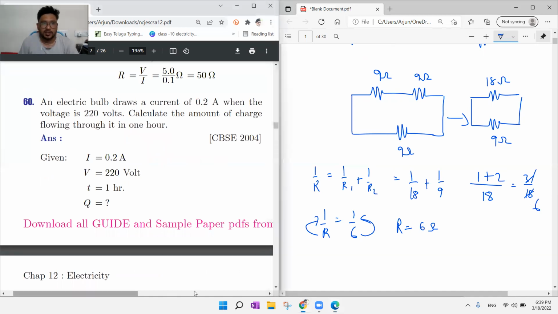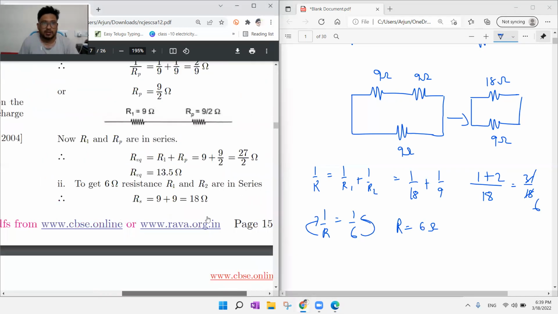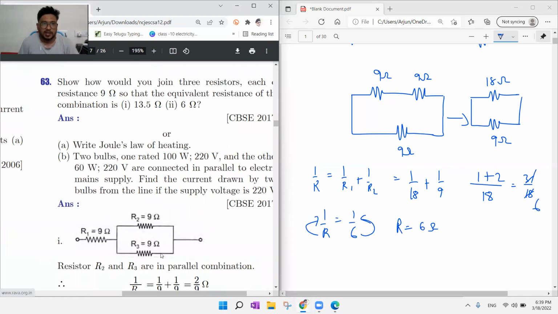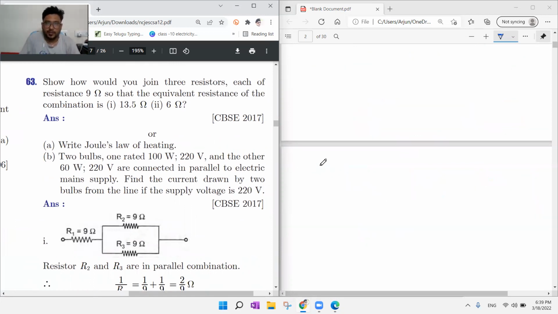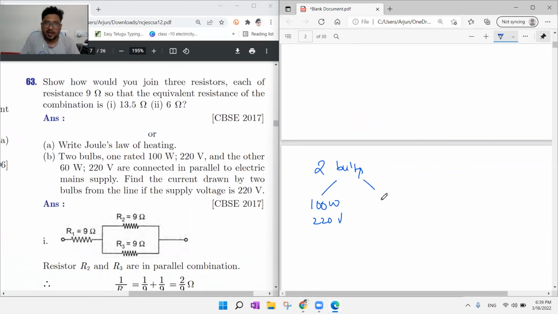And the internal choice question: first, write Joule's law of heating. So we have to write the statement or explanation for Joule's law of heating. Next, they have given data: 2 bulbs, the first bulb rated 100 watt, 220 volt, and the second bulb 60 watt, 220 volt, are connected in parallel to the electric main supply.